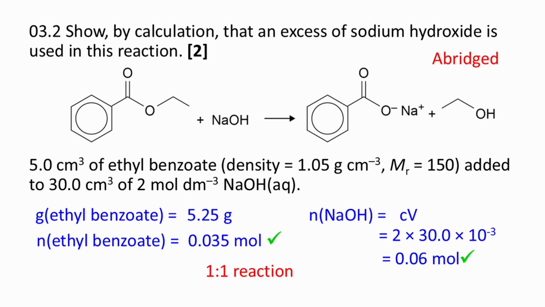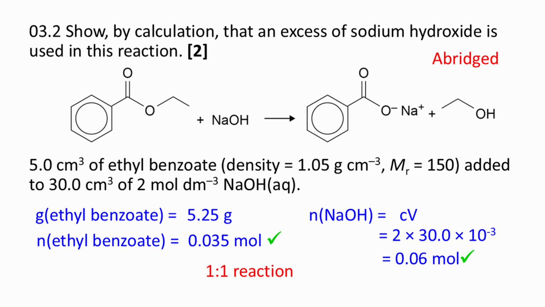Next, we calculate the amount of sodium hydroxide. This is given by concentration by volume. Because the volume is in centimeters cubed and the concentration is in moles per decimeter cubed, we need to divide the volume in centimeters cubed by 1000 to convert this to decimeters cubed. 2 multiplied by 30.0 times 10 to the minus 3 gives an amount of sodium hydroxide of 0.06 moles. Times 10 to the minus 3 is the same operation as dividing by 1000.